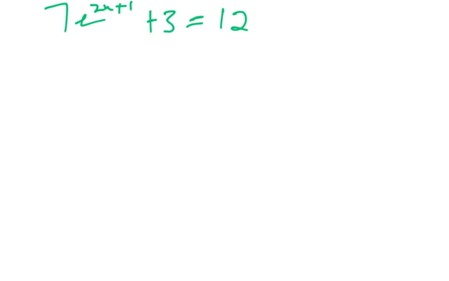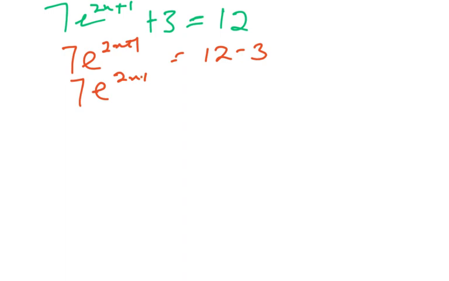Now, this is very easy, you don't need to rush into that. This is what we are going to do. First of all, we need to bring this 3 to this side. We are going to group like items. So we are going to get 7e exponent 2x plus 1 to be equal to 12 minus 3. We are going to get 7e exponent 2x plus 1 to be equal to 9 here.